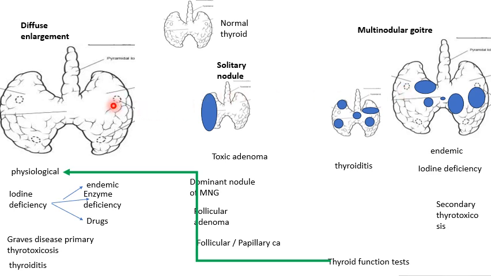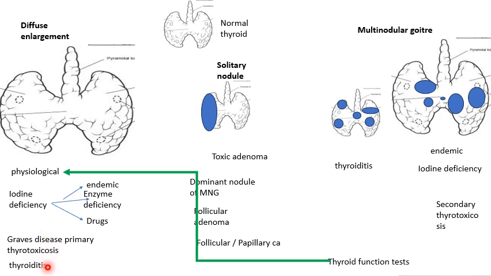Now with this anatomy, what are the possible physiologies? One is physiological. Next is iodine deficiency. Your iodine deficiency can be because of endemic causes, enzyme deficiency, or even drugs or goitrogens in your food, the brassica family food, or some drugs like lithium, amiodarone. Graves' disease, which is your primary thyrotoxicosis, is an autoimmune disease, or even thyroiditis in the initial stages. So these are the reasons for a diffuse thyroid.